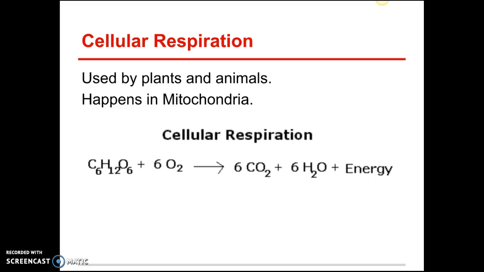And here is your formula. We probably went over this one in class by the time you got to this video, but just in case. We take in glucose and oxygen, and we process that. Here's our chemical reaction. And our products are CO2, H2O, and energy in the form of ATP. If you guys notice, this is the exact same thing as photosynthesis, just backwards.